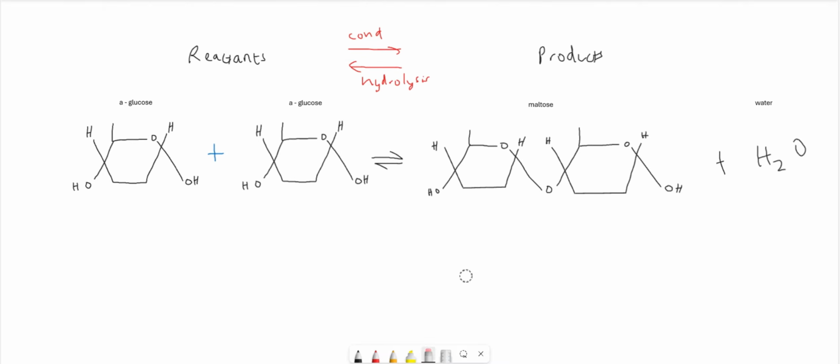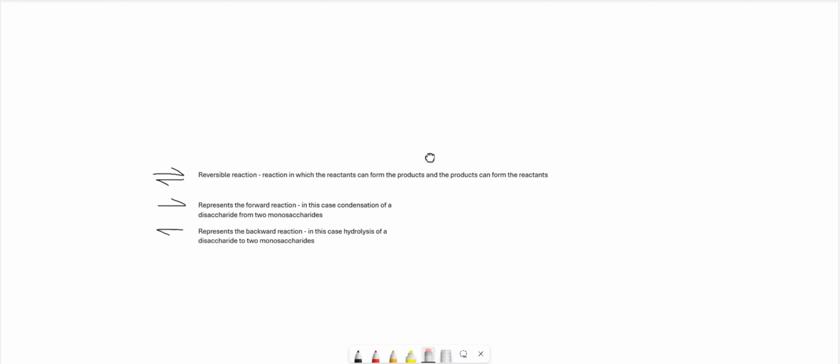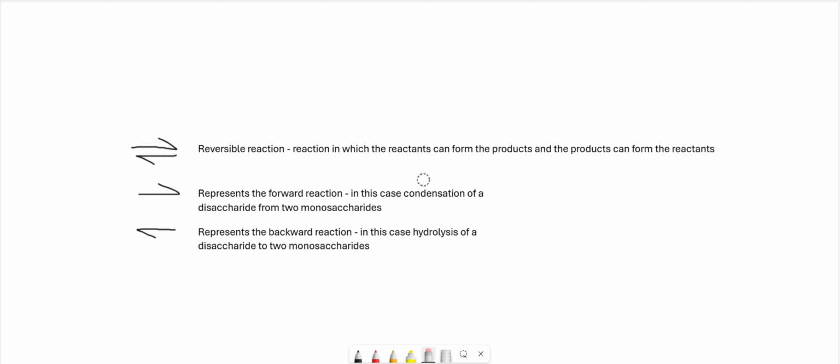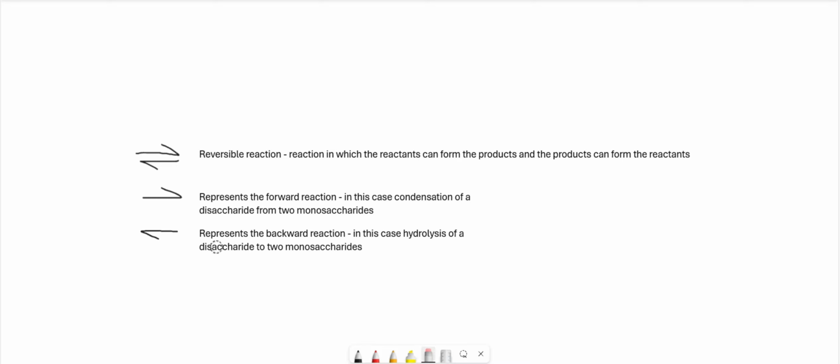You don't need to know the in-depth definition or anything else. Now, this is a short summary of what I've just explained. You can note this down. The top bit of that symbol represents the forward reaction, which in this case was the condensation reaction of a disaccharide from two monosaccharides. So therefore, two monosaccharides form the disaccharide. Now, this bit is the backward reaction, and in this case represents the hydrolysis of a disaccharide to two monosaccharides. And that's pretty much it.